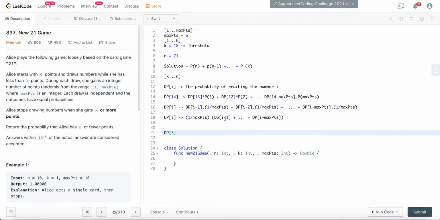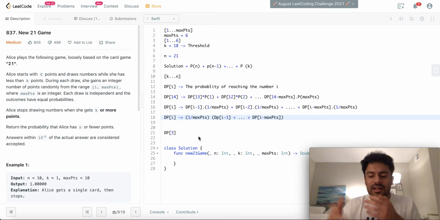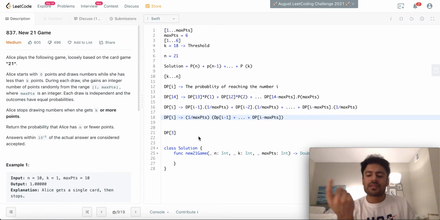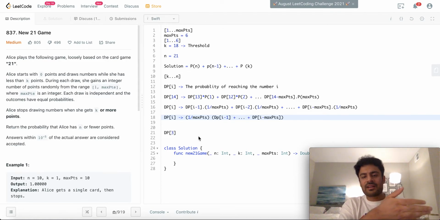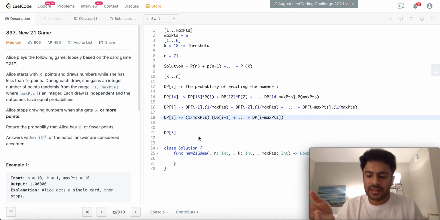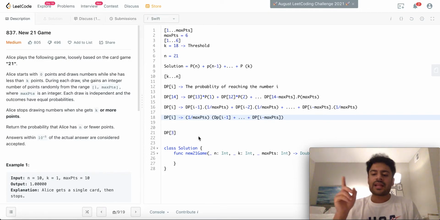So in that case, your recurrence relation will at some point want i minus max points, which will be 3 minus max points, 3 minus 6. So you will be at dp of 3 minus 6, which is dp of minus 3, which makes no sense. So this is one edge case where we have to consider the fact that we don't have numbers behind 0. That is the first edge case that we need to think of. This is basic, something that you would have thought of anyway.